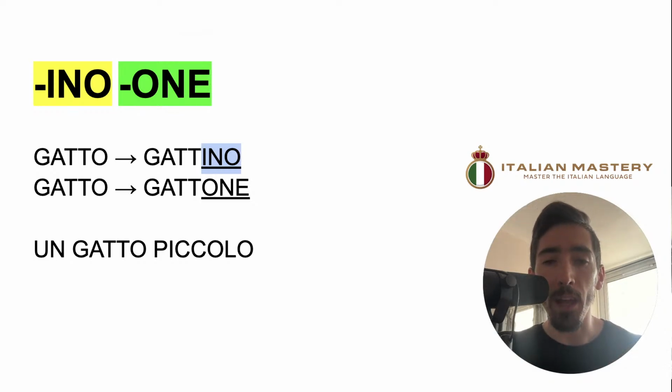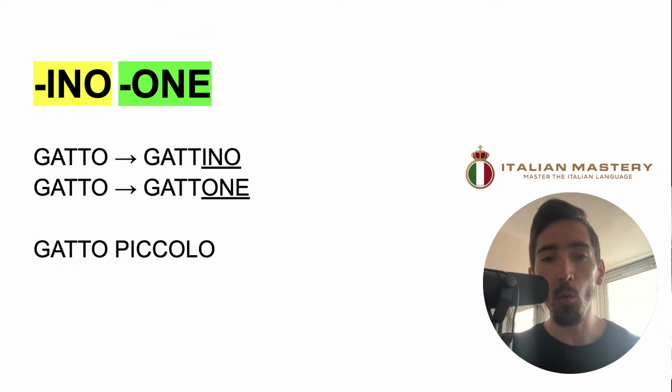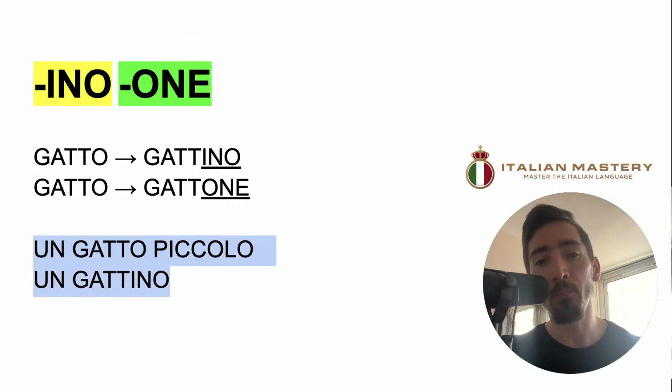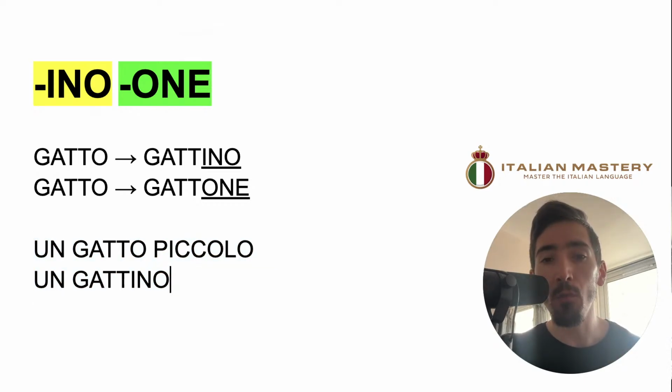But it's just a quick way, a short way, a vague way to say small cat. So instead of gatto piccolo, we can simply go gattino, un gattino, right? So these can be equivalent. Of course, this is more precise. You are explicitly saying that it is a small cat. The other one is a little bit more context dependent.